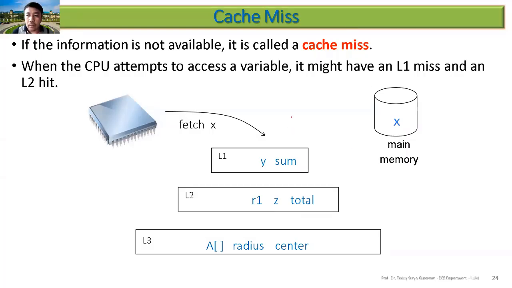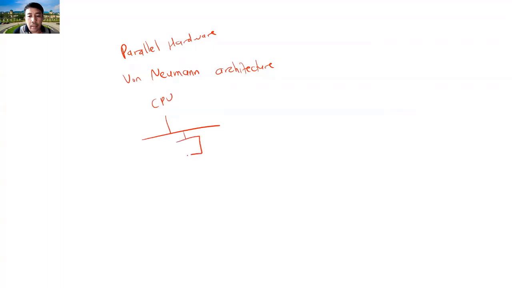So let's continue. We are still on parallel hardware. We discussed the von Neumann architecture. Basically, in the von Neumann machine you have the CPU, the system bus, the memory, and the IO here. And then we did some calculations, some examples, on the von Neumann bottleneck.